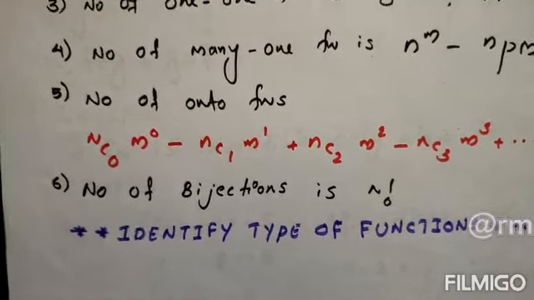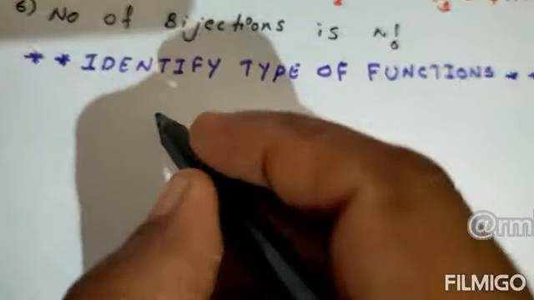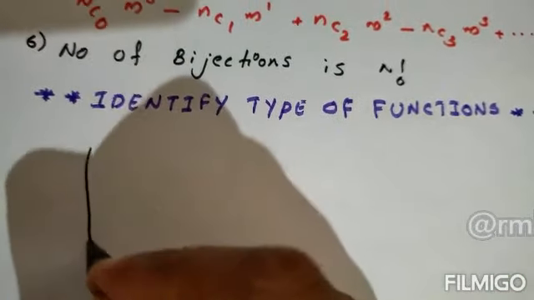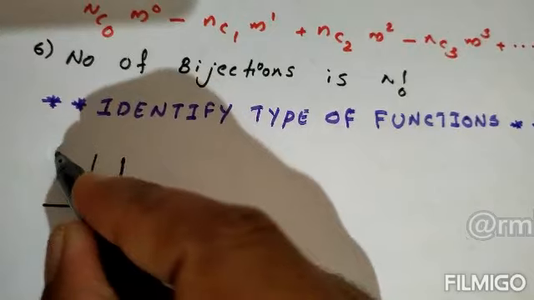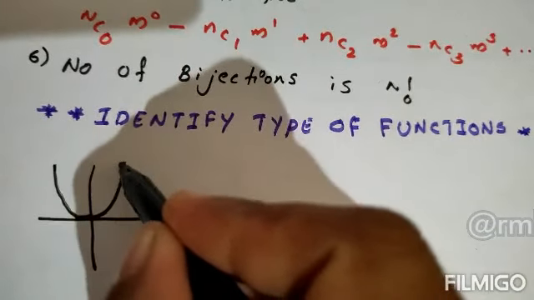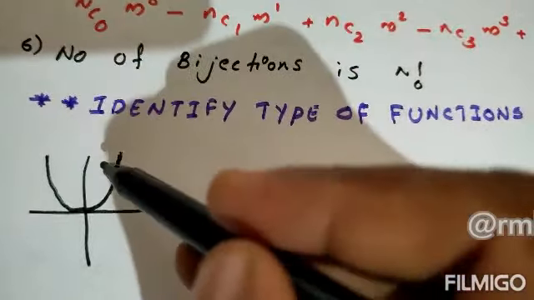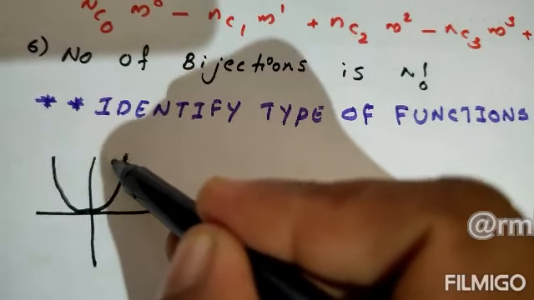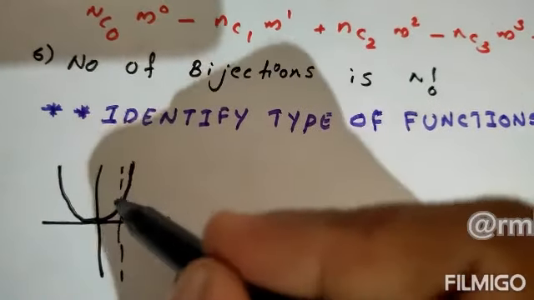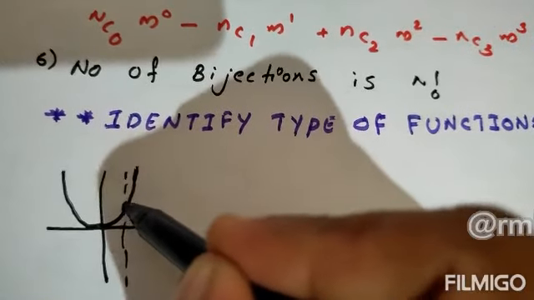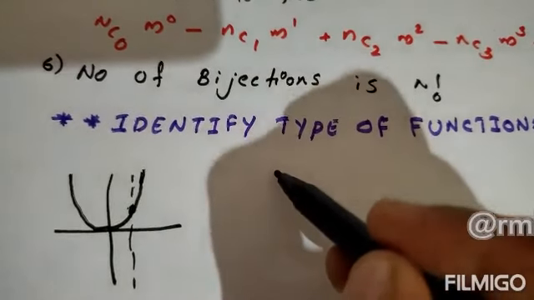Identify types of functions from graph. See that, is this graph a function or not? We check it by drawing a line parallel to the y-axis. If this line intersects only one point of the graph, then it is a function. It is a function.